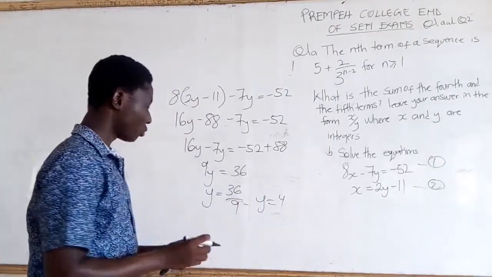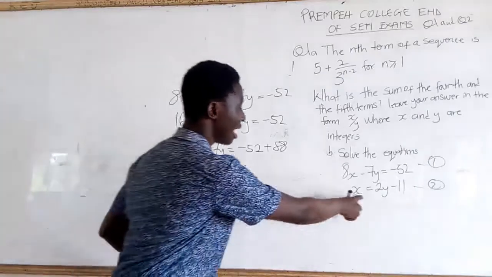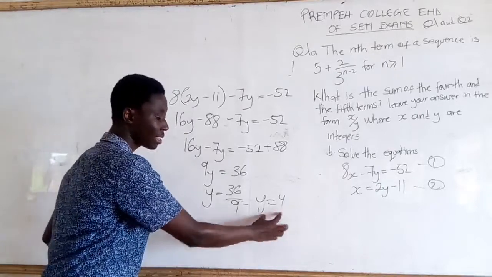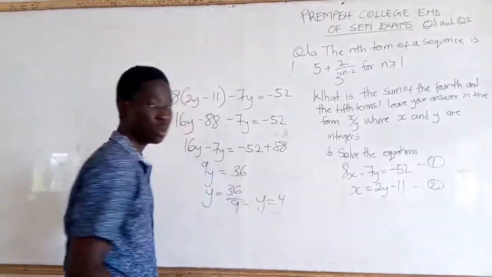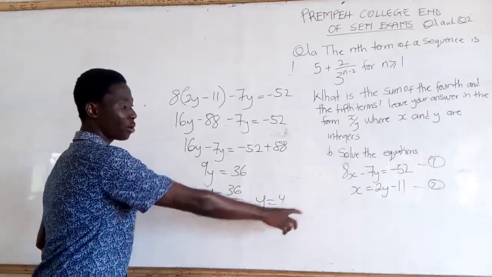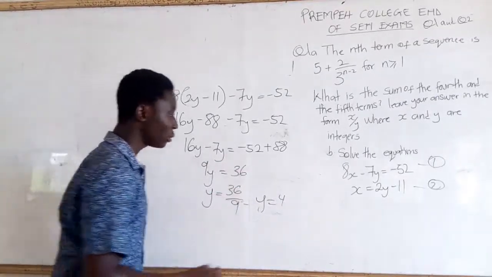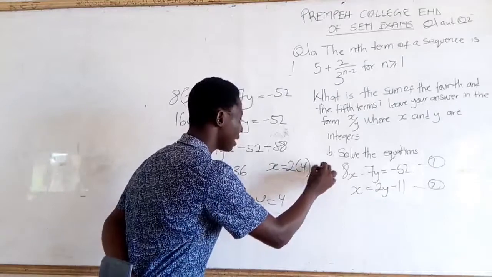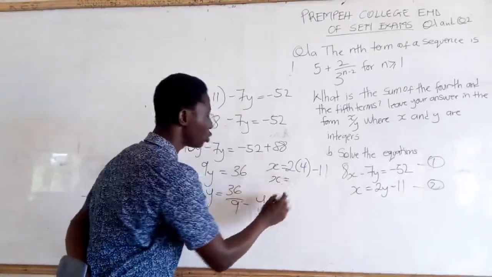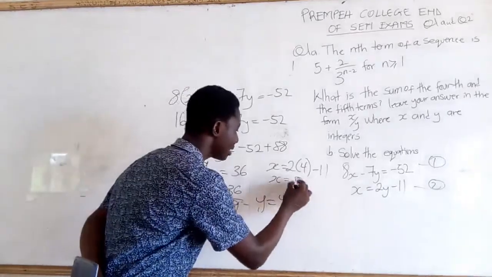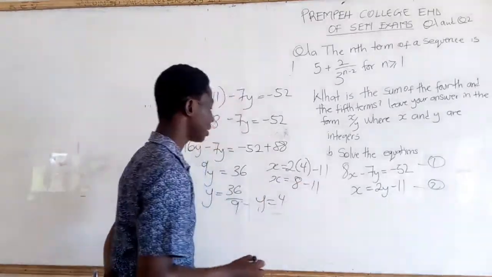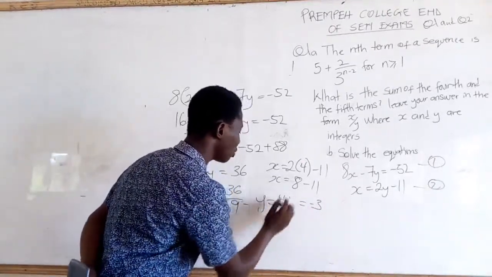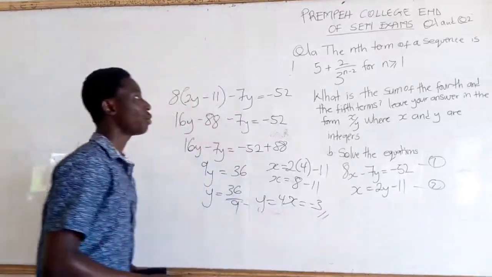Now let's move on to find x, because now we know our y to be equal to 4. So we can fix y equals 4 into equation 2 to get the value for x. So when we do that, we are going to get x is equal to 2 into 4 minus 11. So x will be equal to 2 times 4 is 8, minus 11. We are going to get minus 3. So x will be equal to minus 3. That will be your answer for question number 1B.